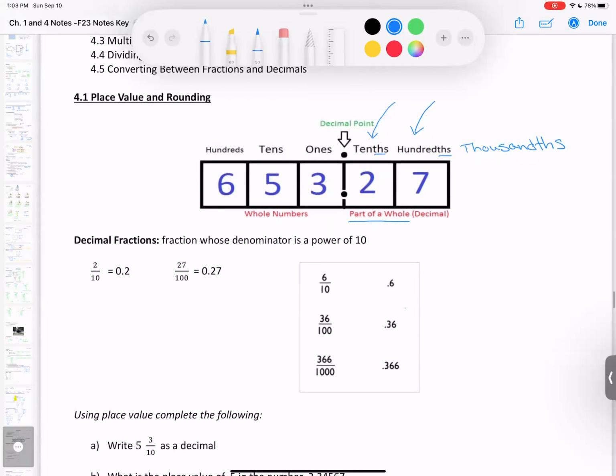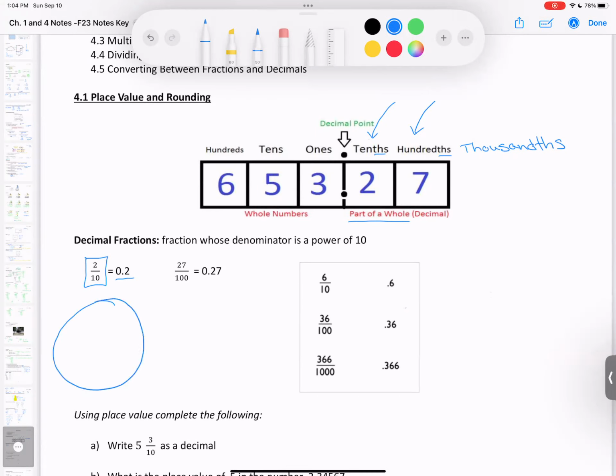What those numbers to the right of the decimal really mean is parts of a whole. So for example, if you have 0.2, you would say that as 2/10. You could write it as a fraction like this, 2/10, which really means 0.2. That represents a piece of something, a piece of a whole.